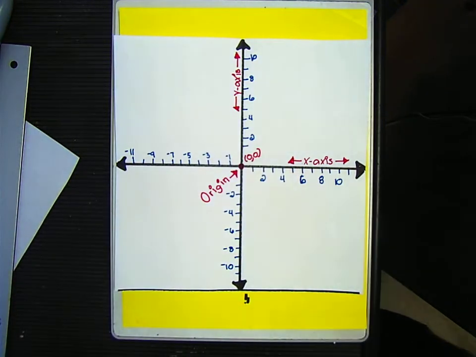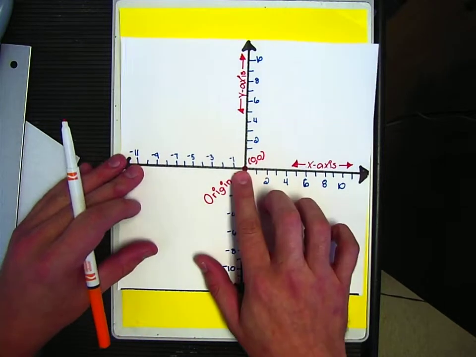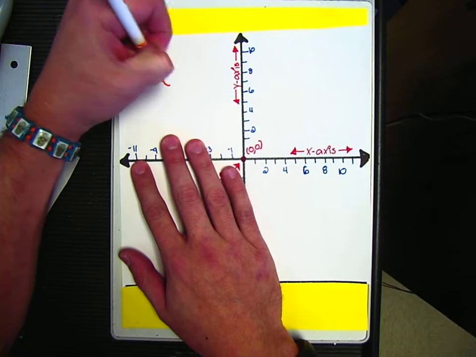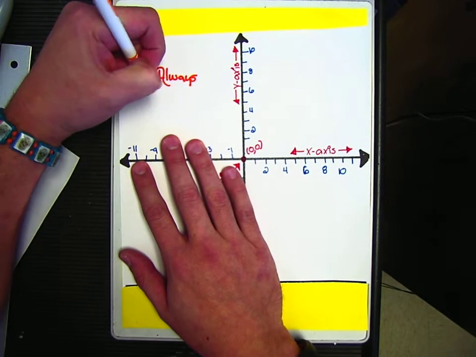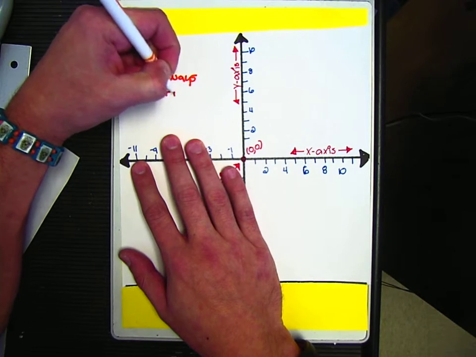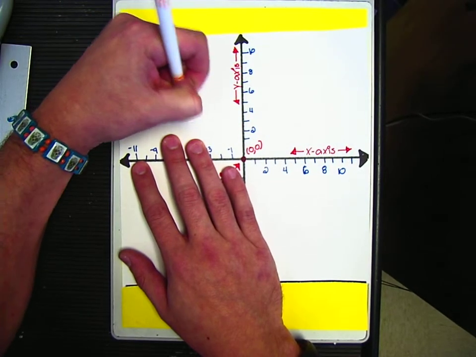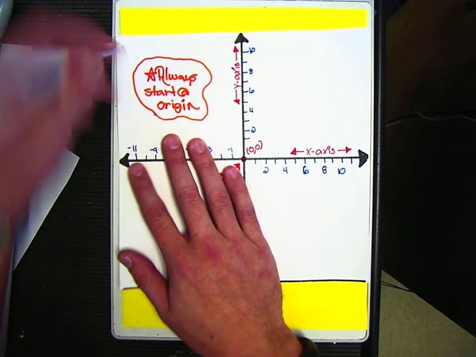Before we start graphing, we have two rules to remember. Whenever we're going to graph points or read points, we always begin at the origin. So our first rule is to always start at origin. And I'll put a little bubble around that to kind of let us know that it's important.